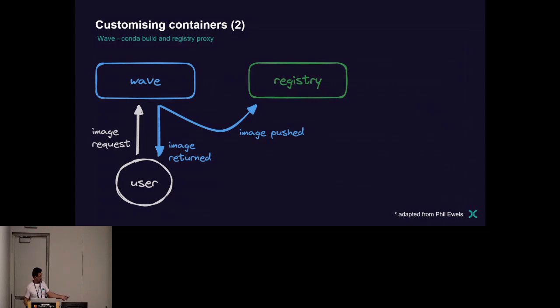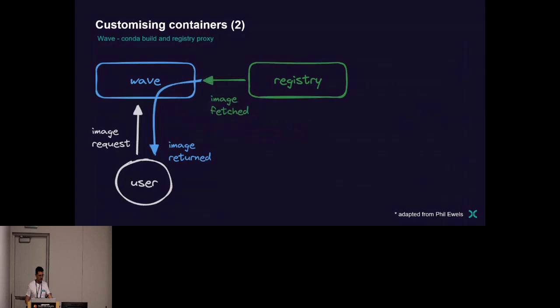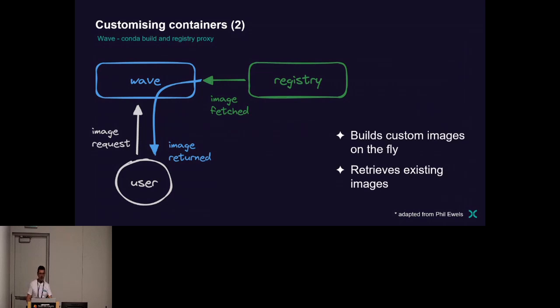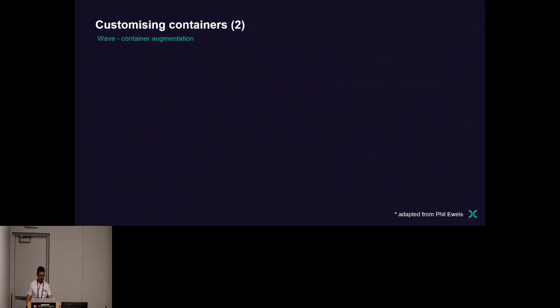And it facilitates these kinds of operations in the sense that when the user requests a container, the image is returned very quickly to the user, and the image can also be pushed to a registry. So when the user requests the image a second time, the image is just fetched through Wave and then returned immediately to the user. So this allows you to quickly build containers on the fly from Conda packages, and then retrieve the images that exist.